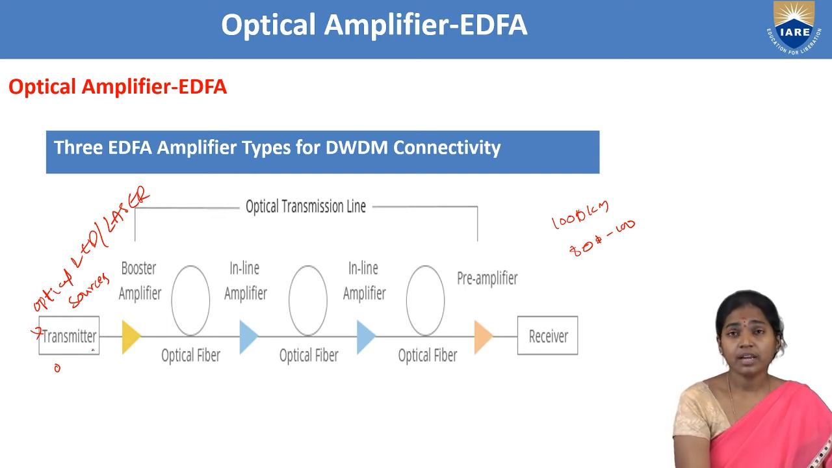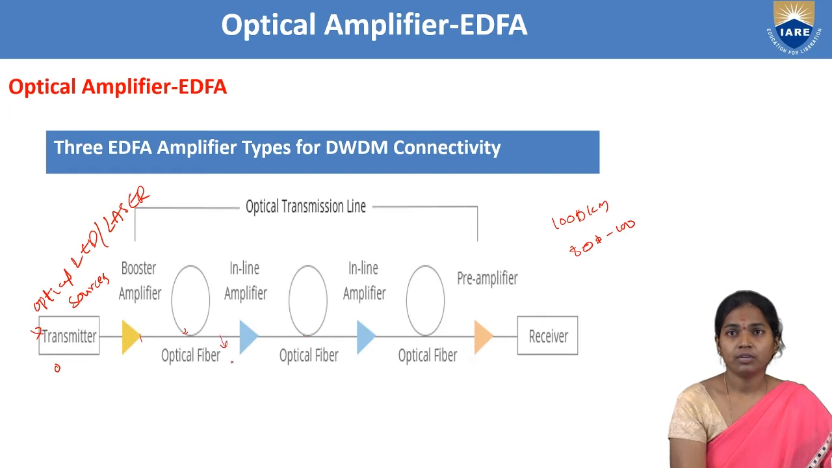Here, at the end of the transmitter we are connecting the booster amplifier, and at the end of the receiver we are connecting the preamplifier. Between these we are using the line amplifier. Between the booster amplifier and the line amplifier, the information is passed through the optical fiber only. After here it is optical fiber, here also optical fiber. Between these two, this is the continuous path. Between this we are using line amplifiers.